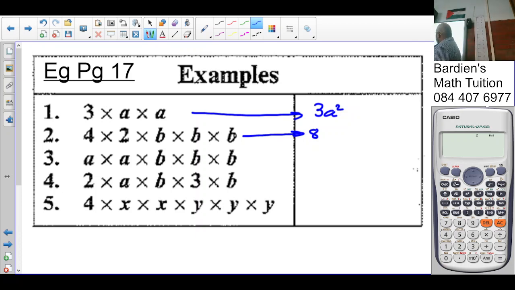Listen, if you say B cubed, now what is B times B times B? There's 3 Bs multiplying by each other. That is B cubed. You understand? So 2 times 4 is 8. 8 times B times B times B is going to be 8B cubed. Who got that right?